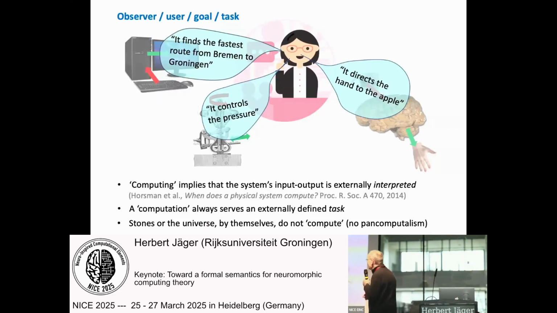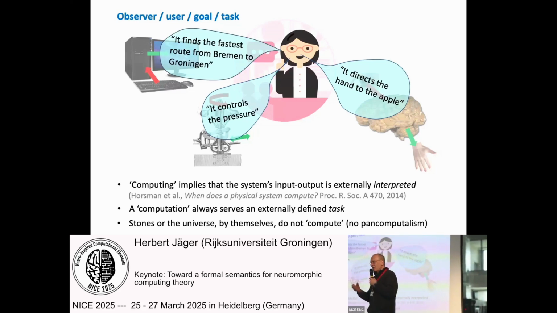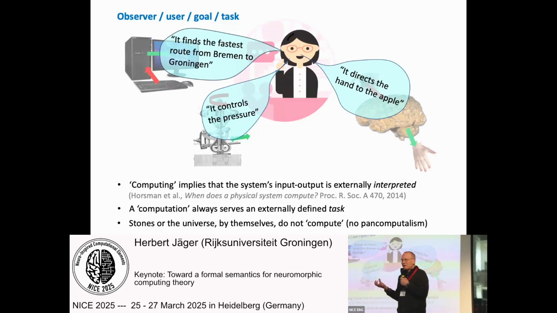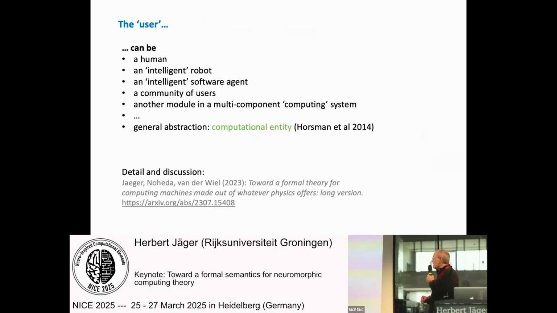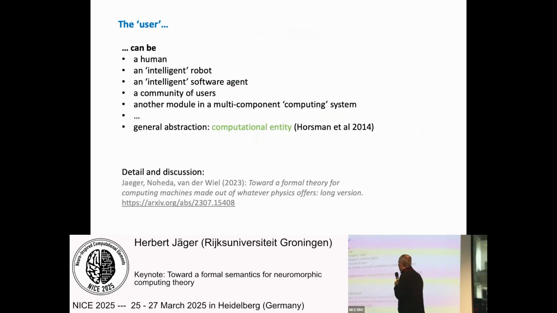Let me go back. If we speak of tasks, we also speak of users. So computers only can be considered, according at least to some theoreticians in the field with whom I go along, can only be considered to be computing if someone can interpret the input and output signals that are given to it or taken from it. So you must have a user, an external person, which can be a human or a robot or a software agent, or it can be a community, or it can be, in a complex computing system, other modules that listen to some other module.